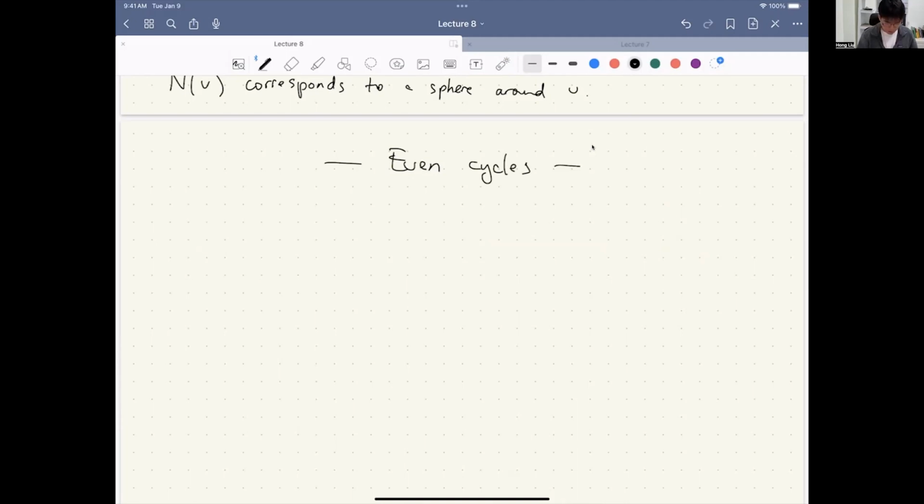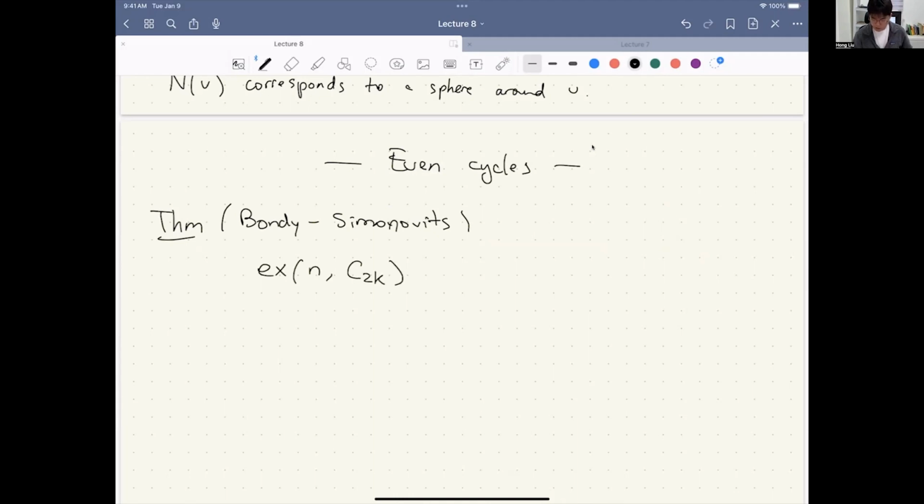This is a classical result of Bondy and Simonovits in the 80s, who proved that the extremal number of C_2k is big O of n to the 1 plus 1 over k. What's hidden here is some constant, which in their proof depends on k.